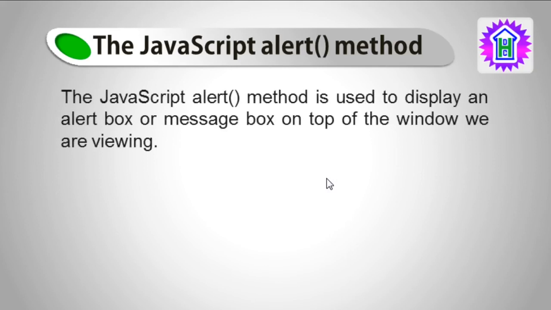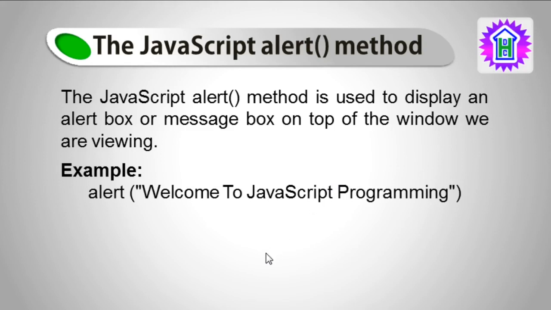The JavaScript alert method is used to display an alert box or message box on top of the window we are viewing. That means on top of the browser window we get this kind of alerts or message boxes. Let us see an example of how an alert is written.